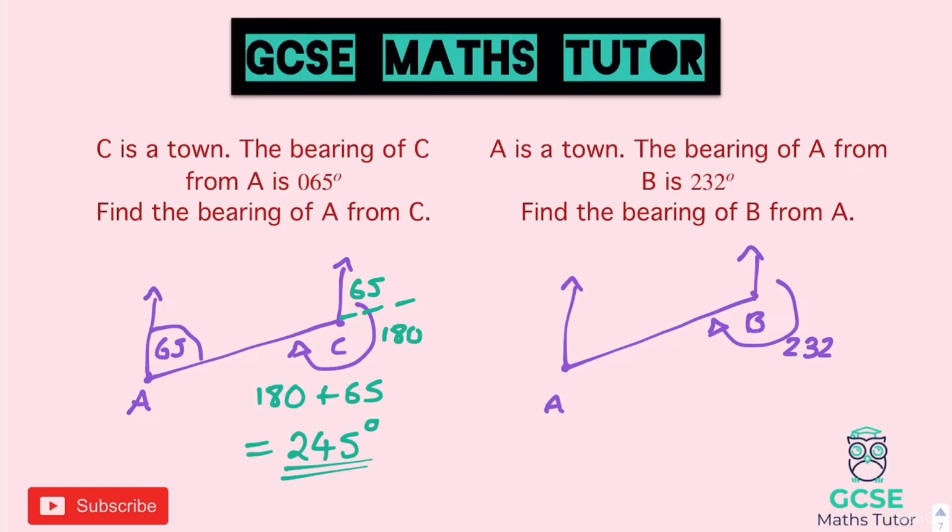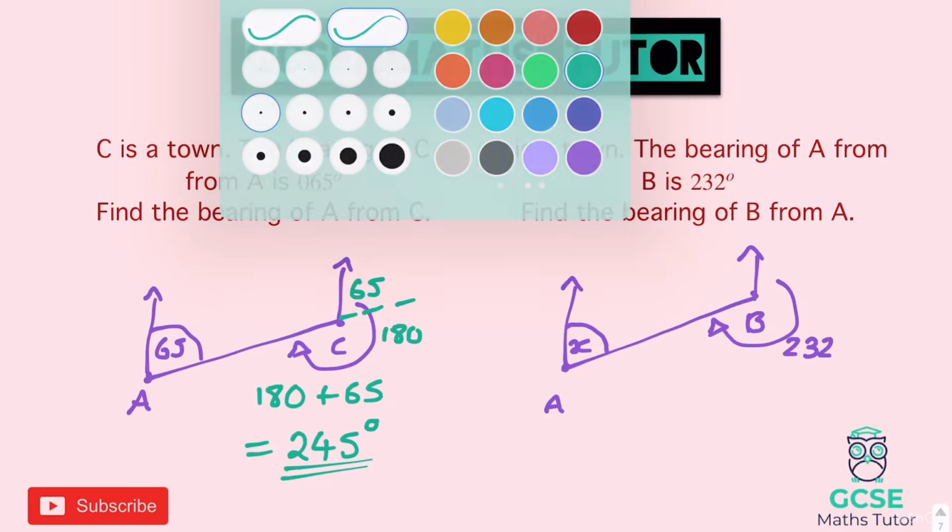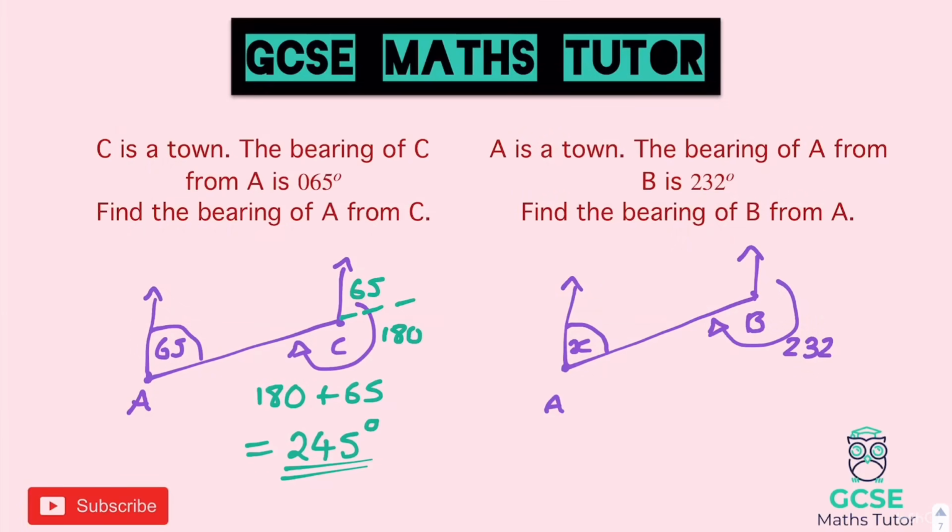And then it wants us to find the bearing of B from A. So B from A is this one here. So that's the one it wants to know. So we need to find that angle there. And again, I'm going to just find this one to start with. I'm going to do the co-interior one for this one. So 360 minus 232 is 128. There we go. So that's 128.